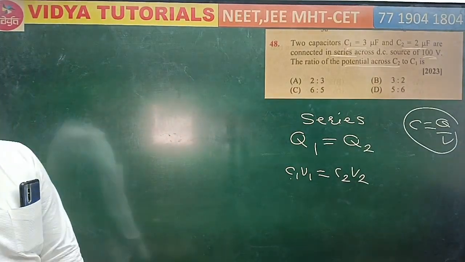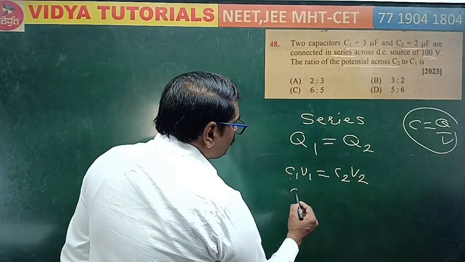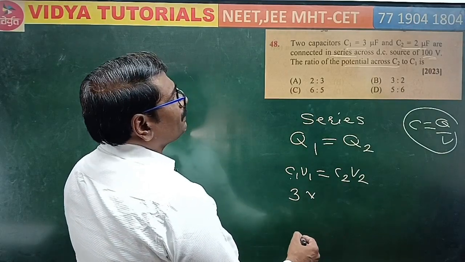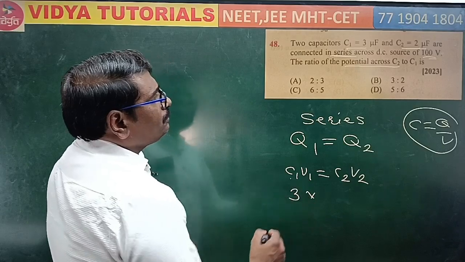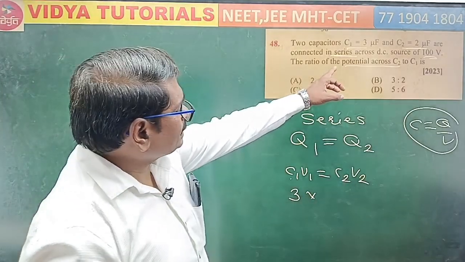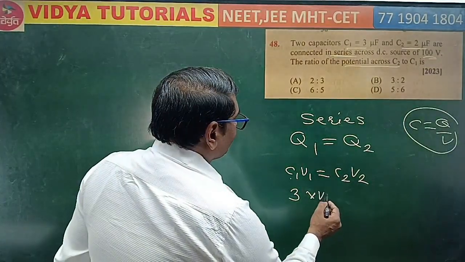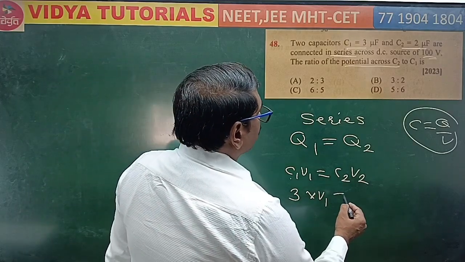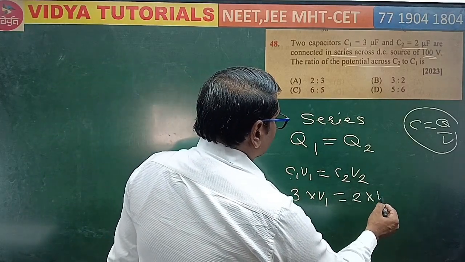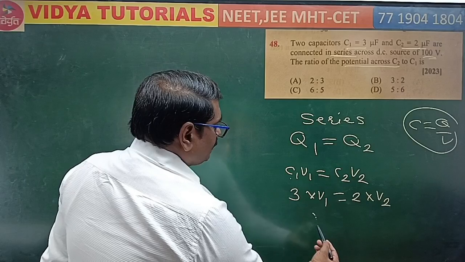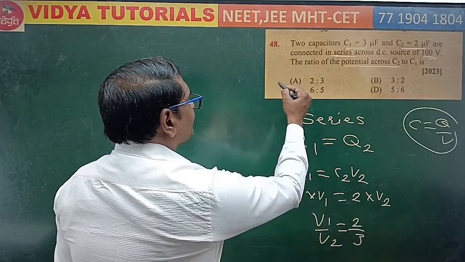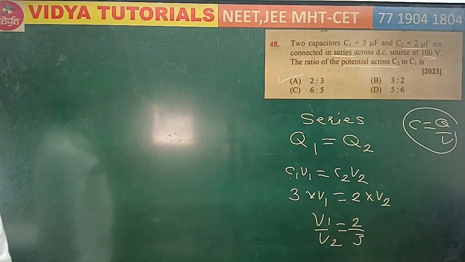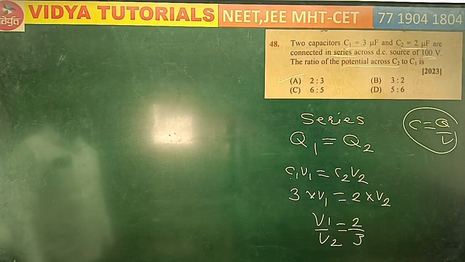C1, how many is given? 3 micro. V1, how many is given? What to find? That is a ratio of the potential difference. Therefore V1 as it is. Similarly C2 is 2, V2 as it is. Therefore V1 upon V2 is 2 by 3. Therefore the correct answer is A. Okay, it's a very simple problem.